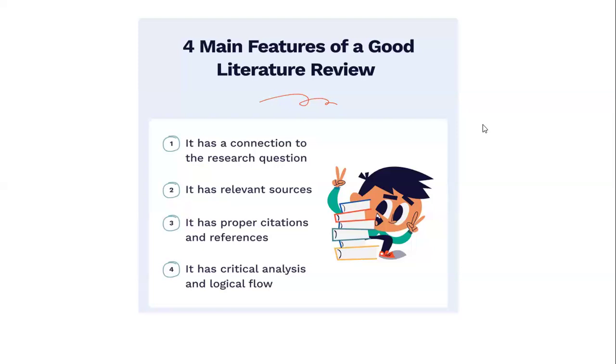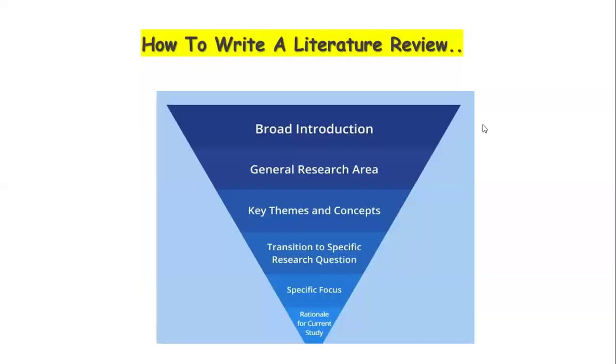So these are some main features of doing a good literature review. It should have a connection to your research question. First of all, it has relevant sources. Relevance is very important, and it should have proper citations and references as well, and it must have critical analysis and logical flow. These are the four main features of a good literature review. So how will you write a literature review?